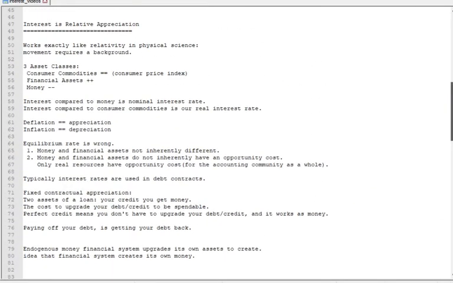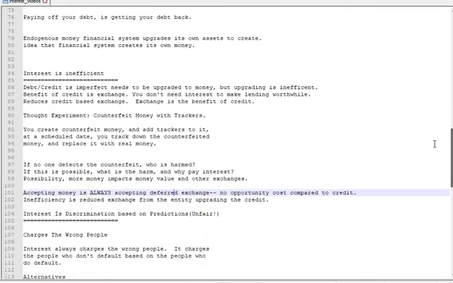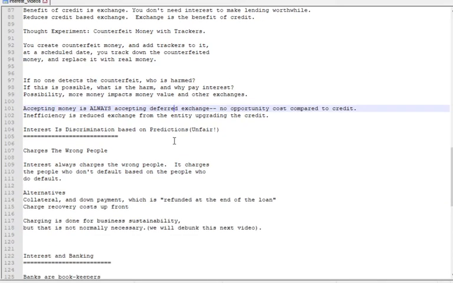Okay, so we've done a couple videos already talking about how interest is relative appreciation and interest is inefficient in that it reduces beneficial exchanges, at least when it's part of a debt contract or upgrading your credit. So our third video is going to be: interest is discrimination based on predictions. Unfair. The point I want to make in this video is that when you charge an interest rate, you are always going to be charging the wrong person.